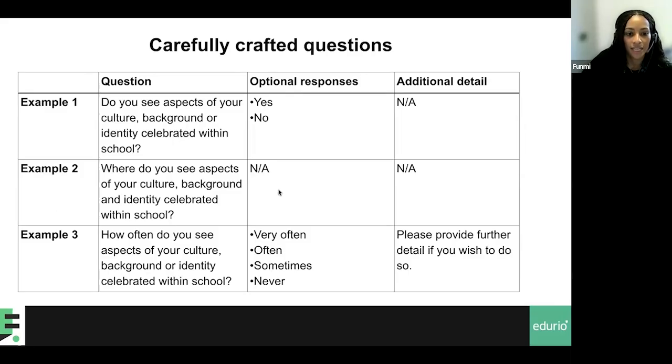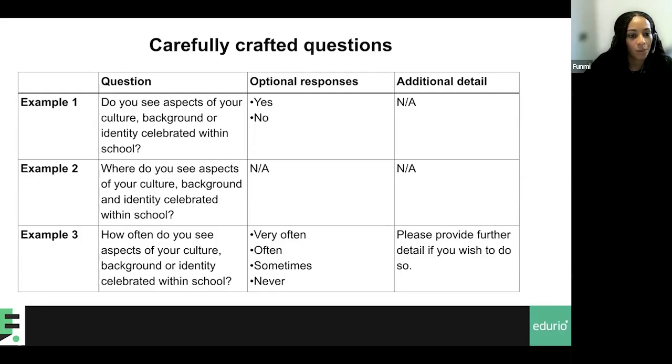So in example 1, you can see the binary nature of the question really limits the depth of the response. It's just asking, do you see aspects of your culture, background, or identity celebrated within school? Yes or no. That might give you a percentage, but you can't drill down into which aspects are represented, which aren't. It doesn't allow for any measures of intersectionality at all. And there's no nuance or room for elaboration there, which really oversimplifies people's experience.